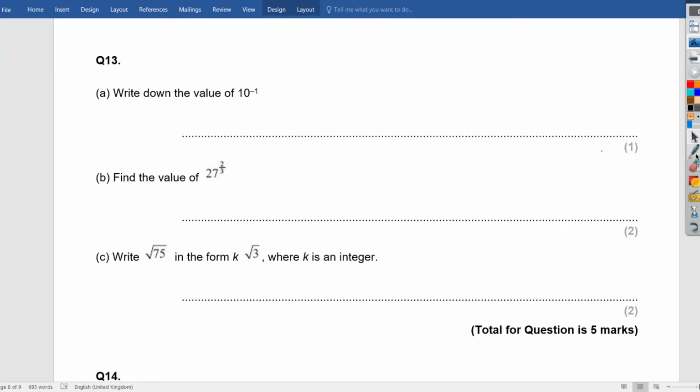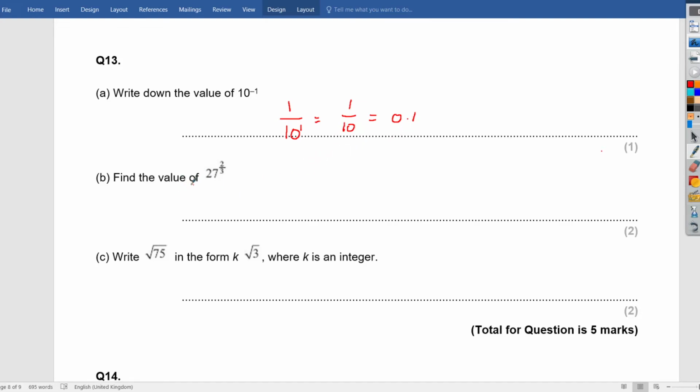Question 13. Write down the value of 10 to the minus 1. Well, we discussed this before. Anything to the power of a negative can become positive once brought to 1 over that power. So it's 10 to the power now, instead of minus 1, this will become positive 1. 10 to the power 1 is just 10, so that's 1 over 10. You can leave the answer like that, or if you want to write this as a tenth in decimal, it's 0.1. 1 mark, so that will be correct.